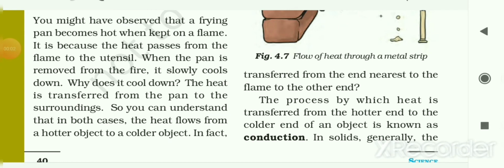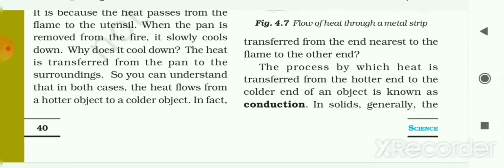So in this activity we have seen that wax pieces start melting after giving the heat. Then we have seen that the wax piece closest to the heating end of the rod falls first, and after that the second nearest wax piece, and like that the other pieces also fall down, and the heat is transferred from one end which is nearest to the flame to the other end.